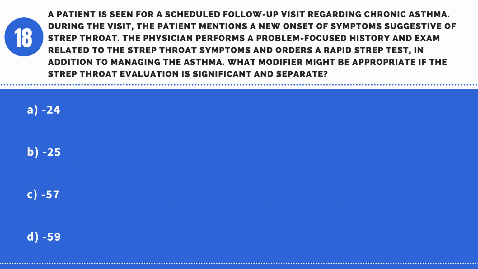Question 18. A patient is seen for a scheduled follow-up visit regarding chronic asthma. During the visit, the patient mentions a new onset of symptoms suggestive of strep throat. The physician performs a problem-focused history and exam related to the strep throat symptoms and orders a rapid strep test, in addition to managing the asthma. What modifier might be appropriate if the strep throat evaluation is significant and separate? A. -24. B. -25. C. -57. D. -59.